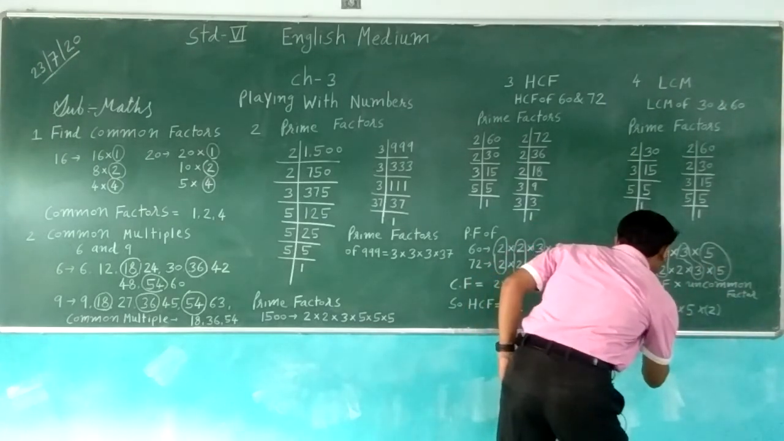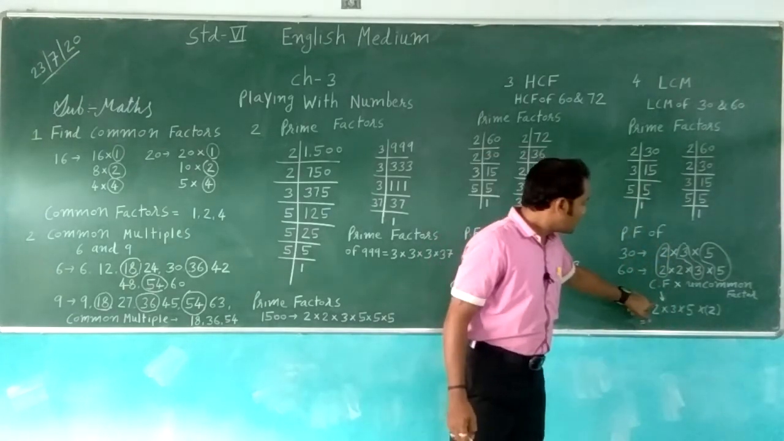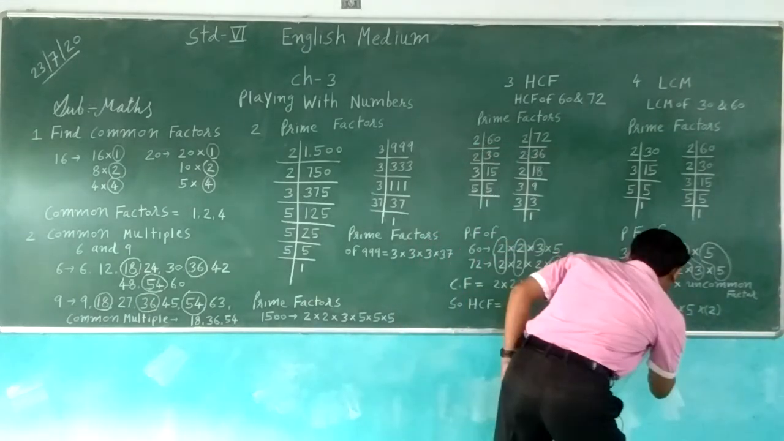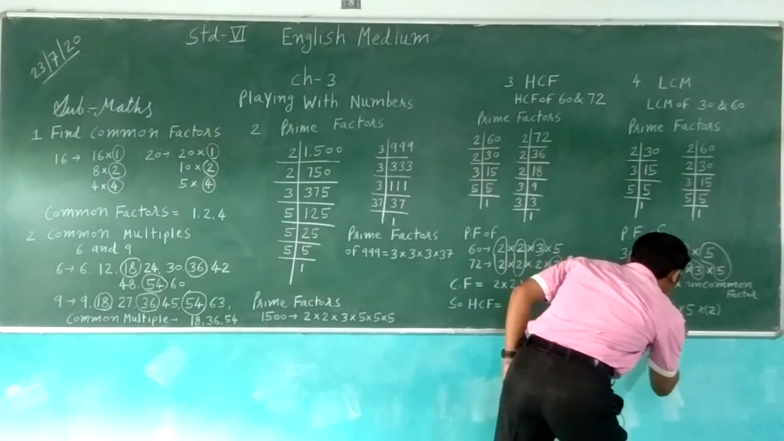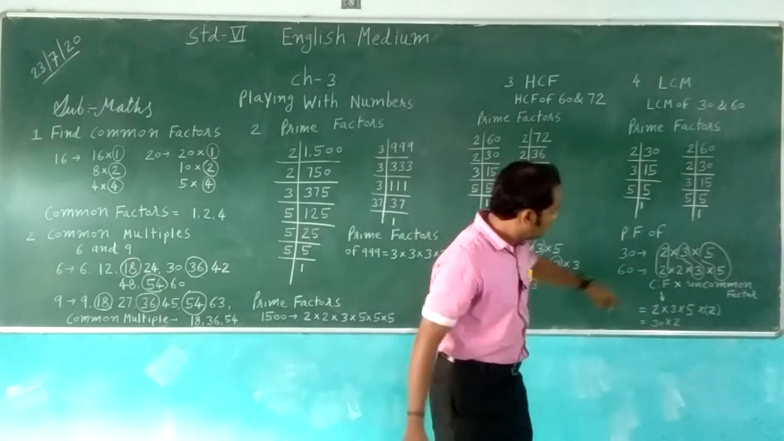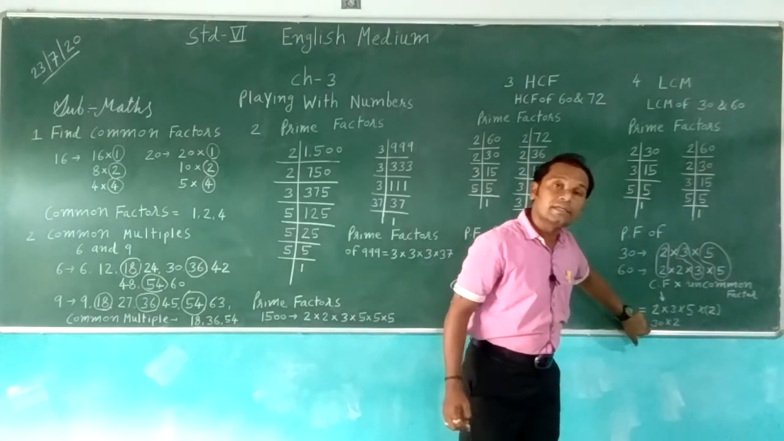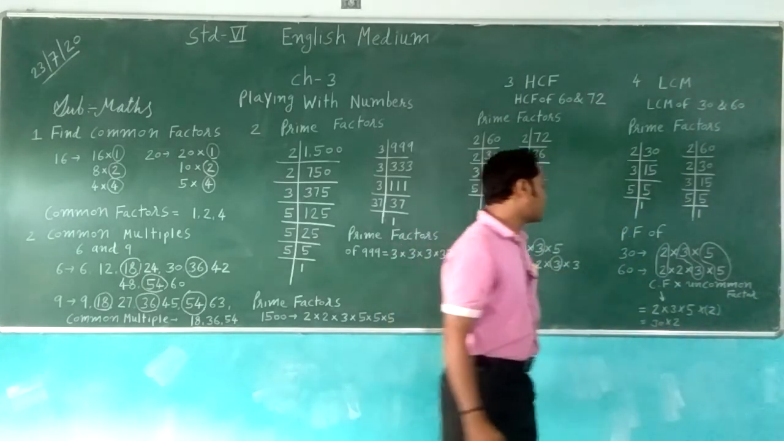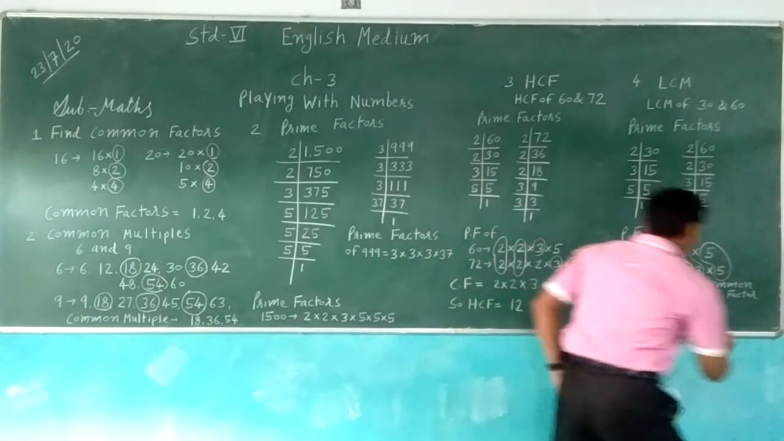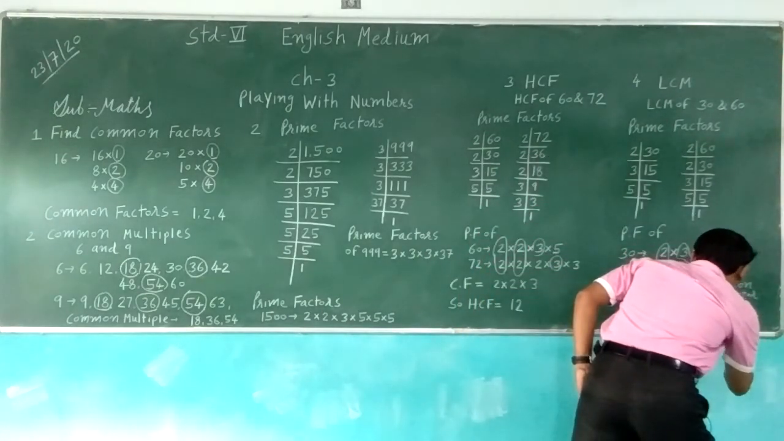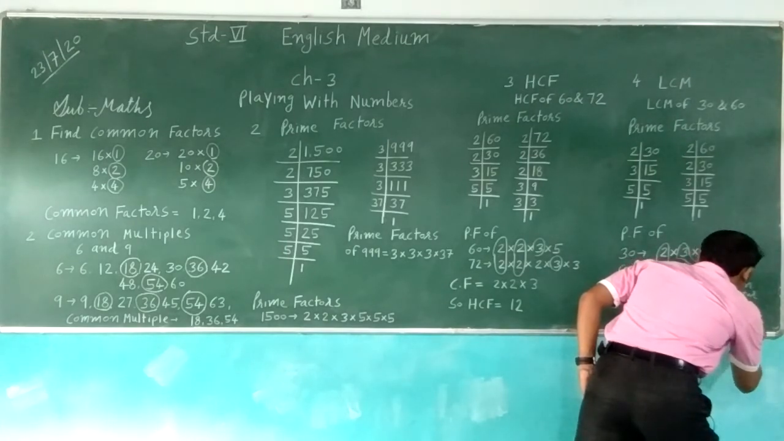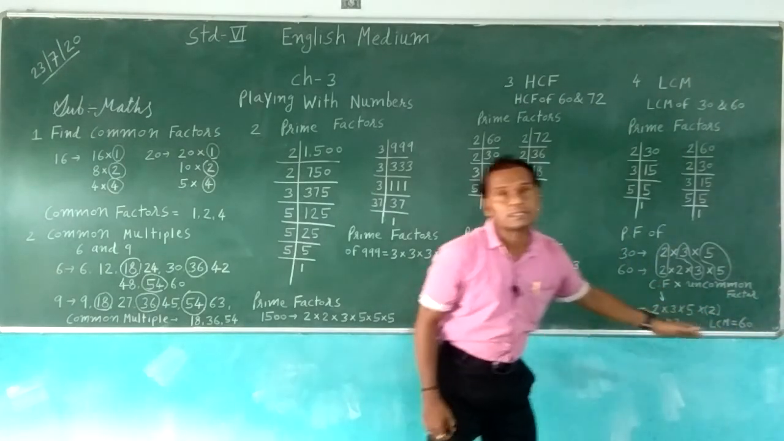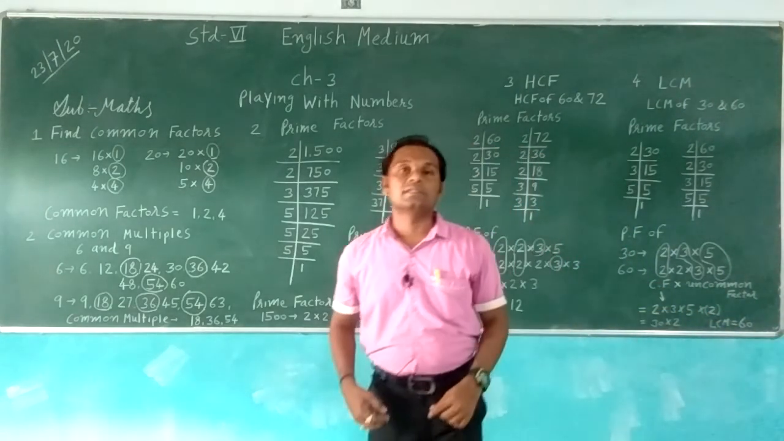Now we will multiply: 2 multiply 3, 2 threes are 6, 6 fives are 30. So we will write 30 here. 30 multiply this uncommon factor. The common factor multiplication is 30, and the uncommon factor will also multiply with those common factors. So 30 twos are 60. 30 multiply 2, then we will get the answer 60. So our LCM is 60.